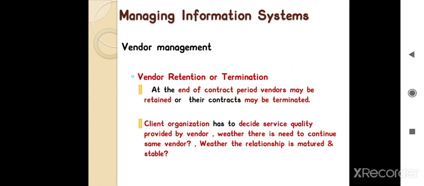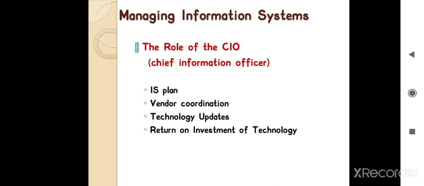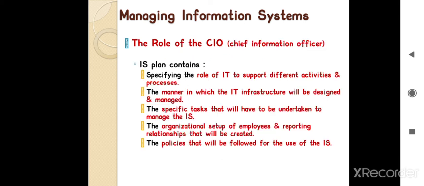So here is all about vendor selection, vendor retention, ongoing relationship management, and last one is whether to retain that vendor or terminate that one. So here is the next point, the role of CIO. CIO is nothing but a chief information officer who is going to handle all the information. So here it is going to contain an IS plan, vendor coordination, technology update and return on investment of that particular technology. So start with one by one.